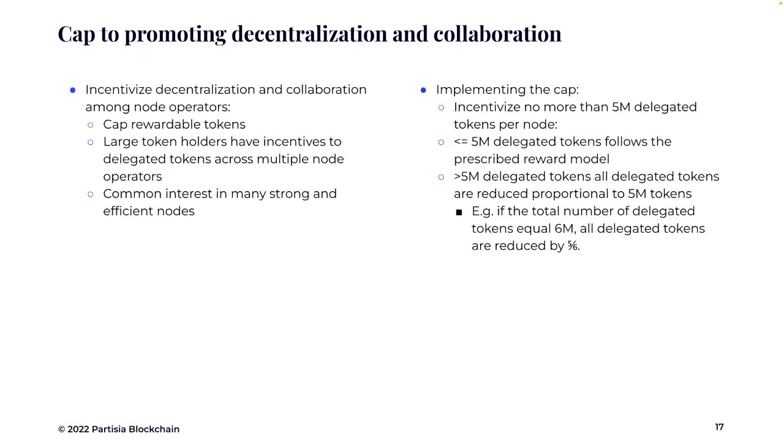So the way that we are implementing this is a kind of smooth dilution if you exceed 5 million. Below 5 million, nothing has changed. It's all as described in the previous slide. If it's above 5 million, we adjust the delegated tokens proportionally down to the 5 million. So if there's 6 million, for example, delegated to a node, all of the delegated tokens will be reduced by 5/6. That will bring us proportionally down to 5 million. So that's how we're going to implement the cap and incentivize this decentralization and collaboration among the nodes.